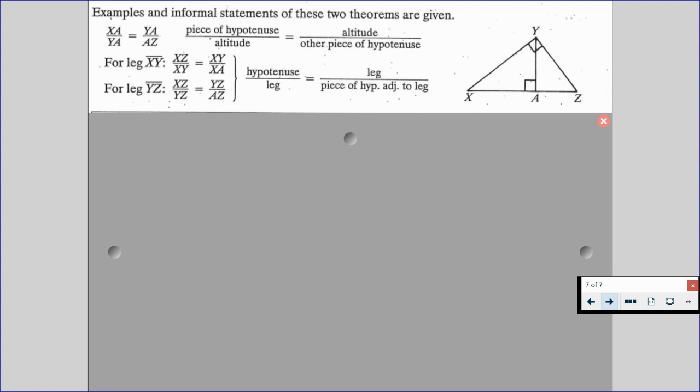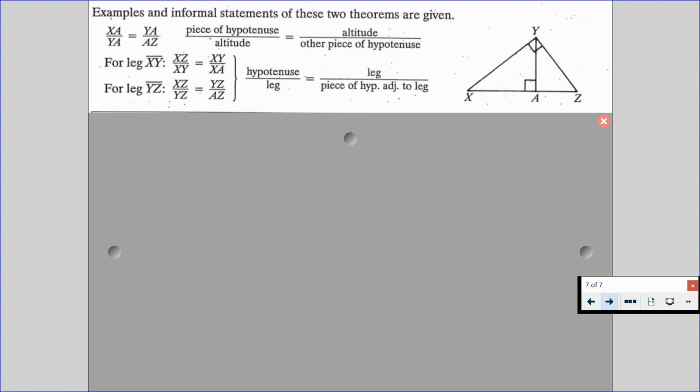We are given the diagram over on the right-hand side. We have a right triangle XYZ. We have a right triangle YAX and a right triangle YAZ. So if we look at our proportions on the left-hand side, we have XA over YA is equal to YA over AZ, because XA is a piece of the hypotenuse, AZ is the other piece of the hypotenuse. For the leg of XY, we could write it as XZ over XY is equal to XY over XA. It's the hypotenuse over the leg. It's equal to the leg over the piece of the hypotenuse that's adjacent to the leg.